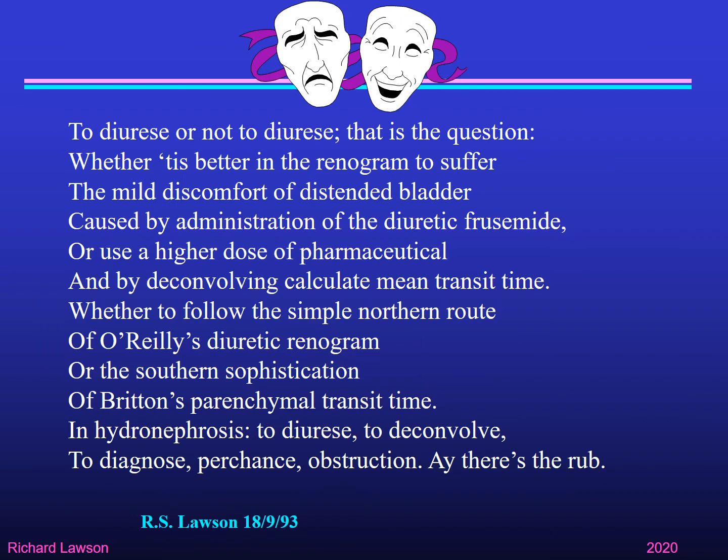So back in 1993, I wrote a little parody on Hamlet's soliloquy expressing the choice between these two techniques. To diurese or not to diurese, that is the question. Whether it is better in the renogram to suffer the mild discomfort of distended bladder caused by administration of the diuretic furosemide, or use a higher dose of pharmaceutical and by deconvolving calculate mean transit time. Whether to follow the simple northern route of O'Reilly's diuretic renogram or the southern sophistication of Britain's parenchymal transit time. In hydronephrosis, to diurese, to deconvolve, to diagnose perchance obstruction. Aye, there's the rub.